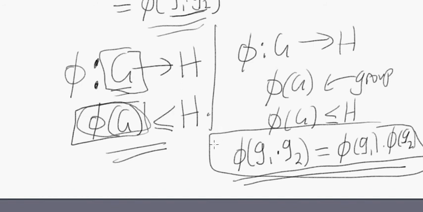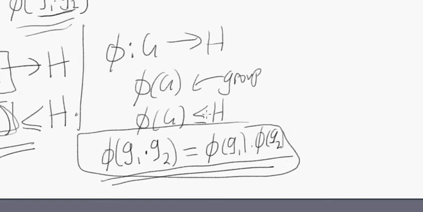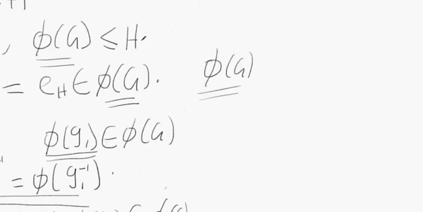And remember, a homomorphism is a function, right? So you have to check that it's a function first before you even check if it's a homomorphism. Alright, so that's what a homomorphism is.